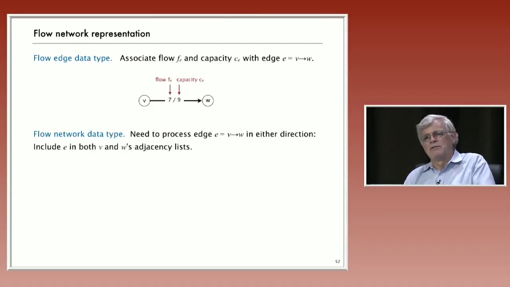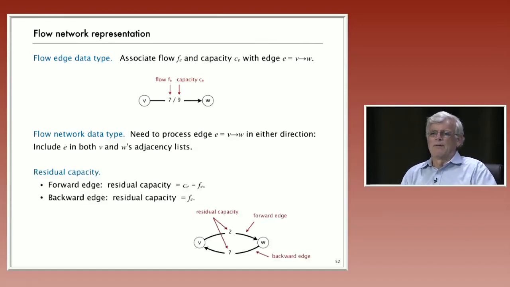And then the flow network, since we're going to go through edges in the wrong direction, we're going to have to put every flow edge, kind of like an undirected graph, in both adjacency lists. And then we're going to test which direction we're going through an edge. It's kind of like using an undirected graph, but the flow network anyway has to have edges in both places so it can do backward edges.